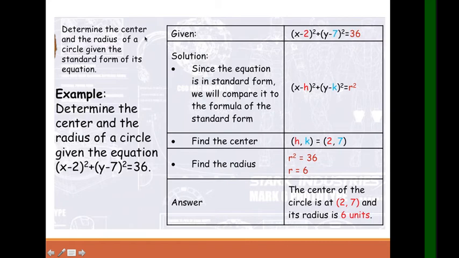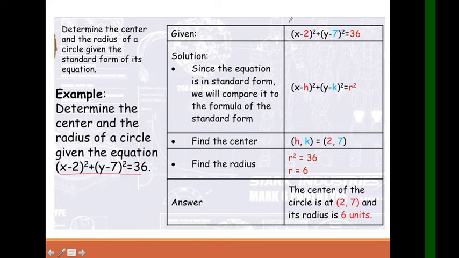Now, let's determine the center and the radius of a circle given the standard form. So, determine the center and radius of a circle given the equation (x - 2)² + (y - 7)² = 36.